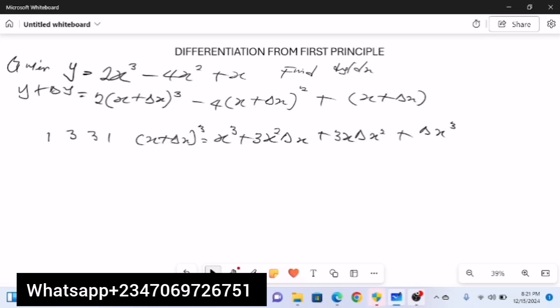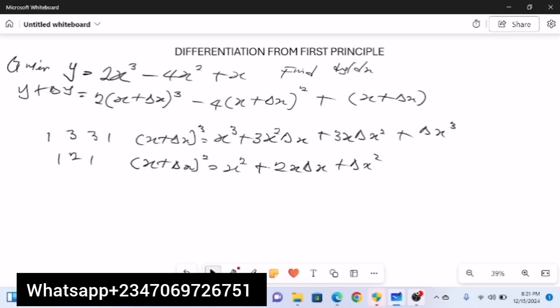So this is the expanded value of x plus change in x to the power of 3 using the binomial or the Pascal's triangle. Whereas for square, it is simply what? 1 2 1 for the second power using Pascal's triangle. So which means to expand x plus change in x all squared, this is going to be equal to 1 times x squared times change in x to the power of 0, which remains x squared, plus 2 times x times change in x, plus change in x all squared. So this becomes the expanded value of x plus change in x squared.